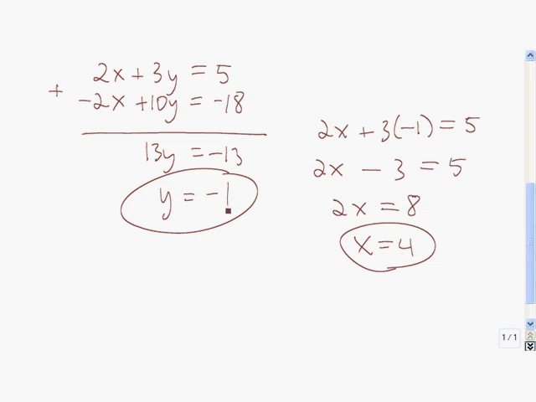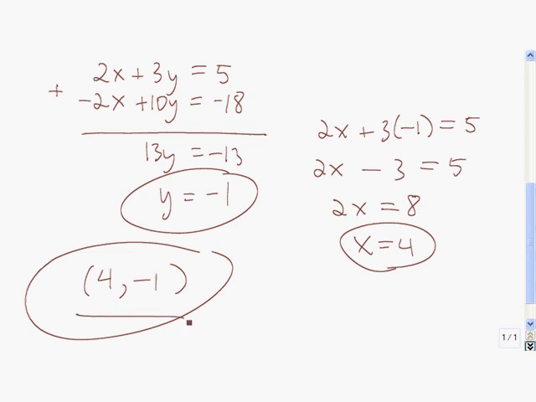Sometimes you see solutions listed in coordinate form. So we could write this with the x value listed first, which is 4, and the y value listed next, which is negative 1. So your solution can be expressed either as a point or simply in this form.